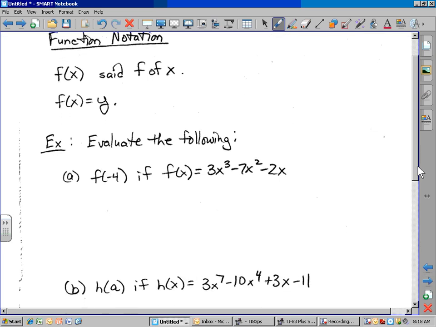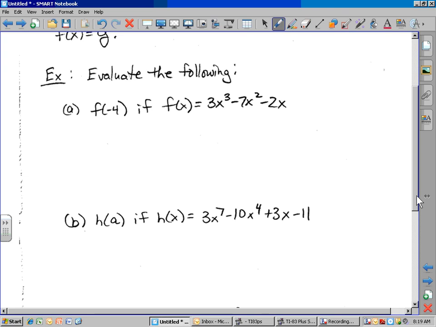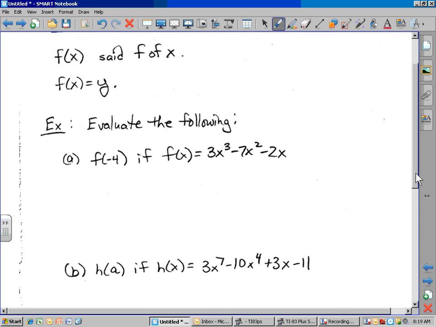We have a function. F of x equals 3x cubed minus 7x squared minus 2x. Again, this represents y. Okay? So what does f of negative 4 mean? What's that tell us to do? Because you're going to see this on the SATs. I guarantee it. They're starting to use this notation. You should know what to do with this.